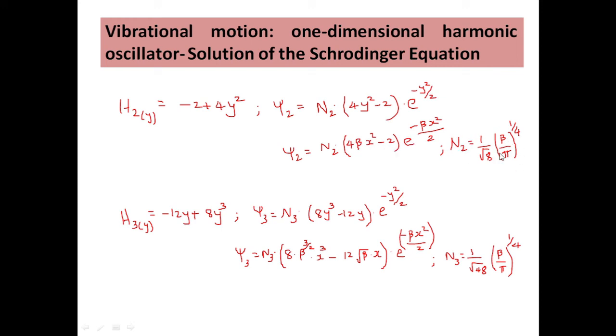Here the normalization constant is given by N2 is equal to 1 by root 8 into beta by pi the whole raised to 1/4.